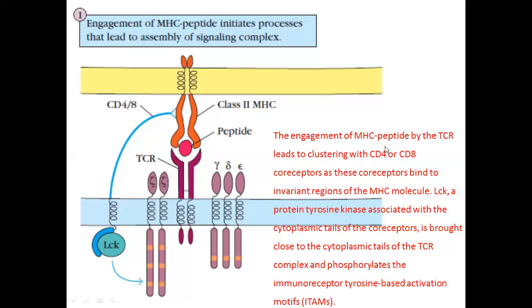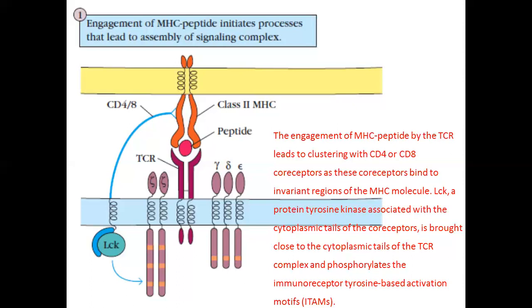So the engagement of the MHC peptide with the TCR leads to clustering with the CD4 or CD8 co-receptors. This co-receptor associates with this. As these co-receptors bind to invariant regions of the MHC molecules, LCK, a protein tyrosine kinase, is brought in. The expansions are given in the next slide.